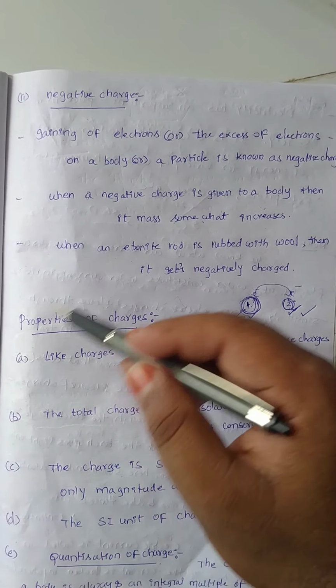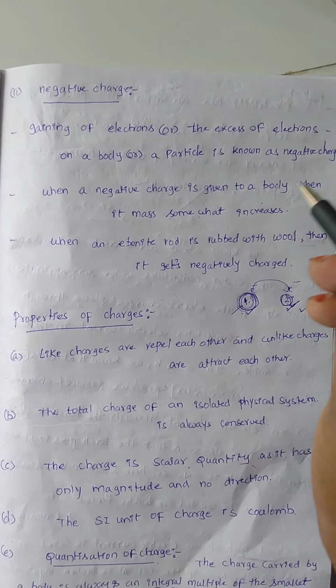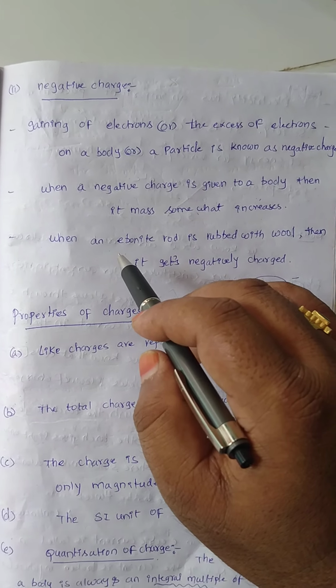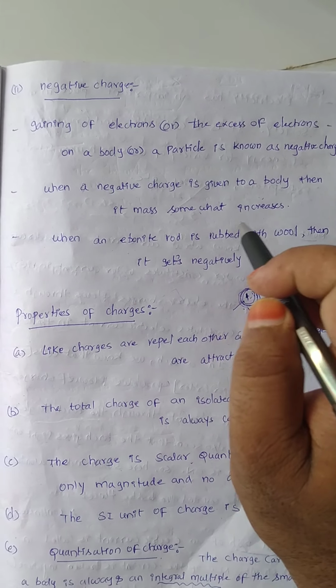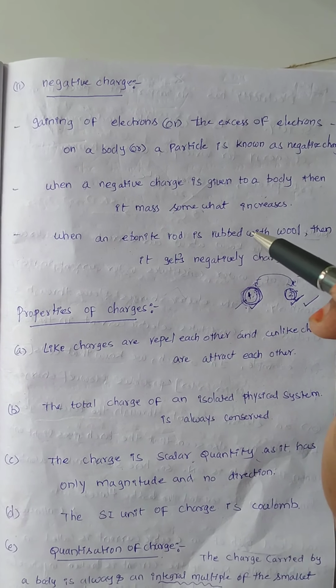And I already discussed the example before, an ebonite rod and fur or wool. Here again I will discuss that. When an ebonite rod is rubbed with wool, it gets negatively charged.